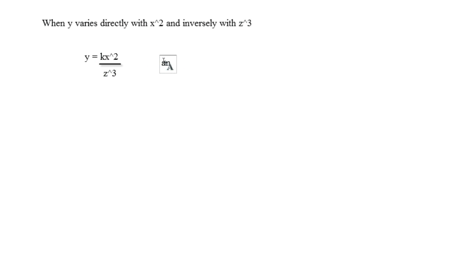Now, we don't stop there. We have the two problems set up. So we're going to have y times z cubed, okay? And then we're going to divide that by x squared to get the variation problem. I'm sorry, the constant of variation.